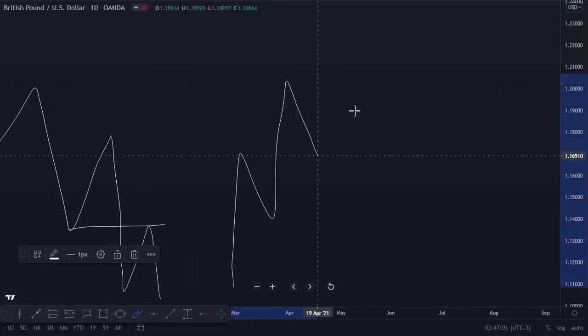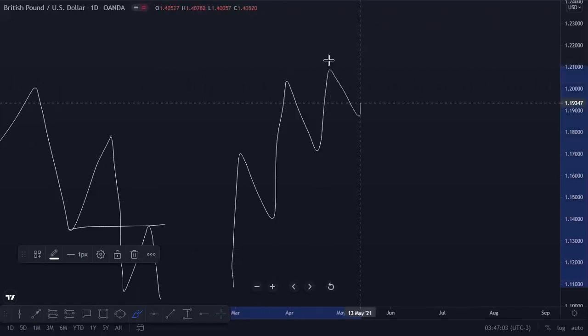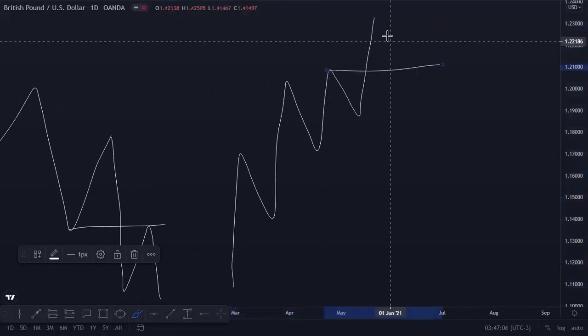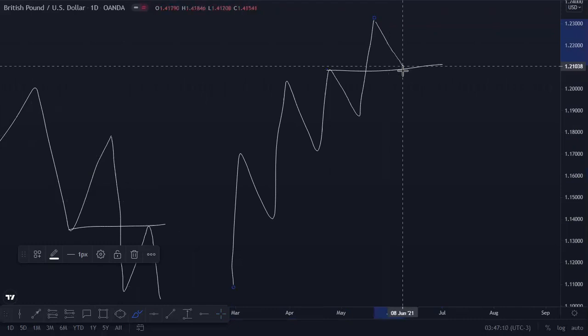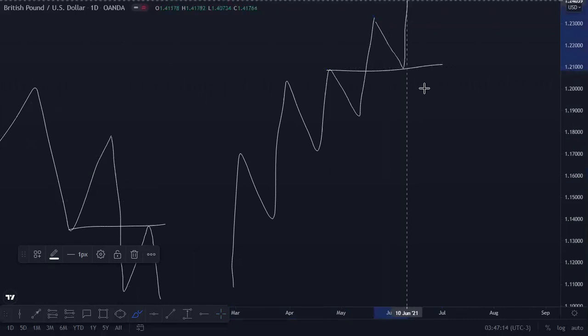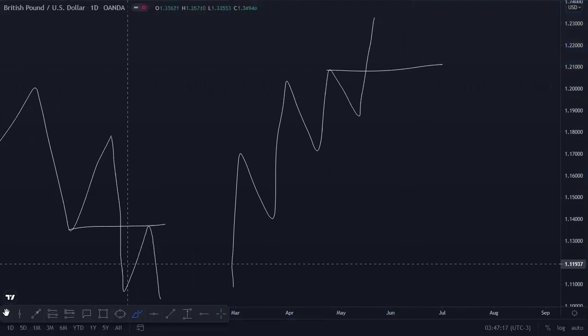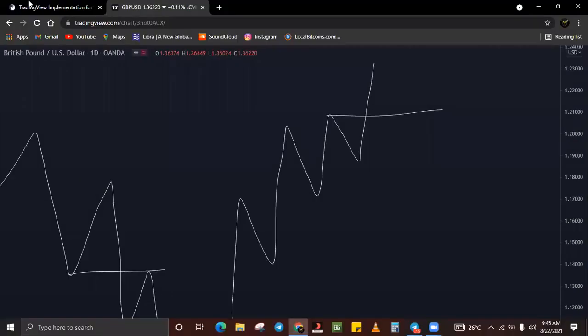and price breaks this structure right here. We usually anticipate for price to come back and retest this structure to create a new high. Let's look at the charts.